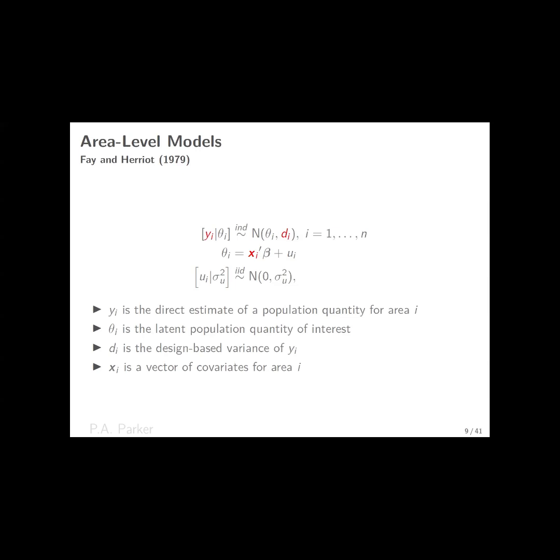Now this theta, this true population quantity that we're interested in, is further modeled as a linear combination of some covariates x, which are area level covariates, plus some random effect. They assume this IID normal random effect structure. The things in red here are basically the inputs into the model. So we need our direct estimates y, we need their sampling variances d, and we need whatever covariates we're interested in using, x. That's our data.